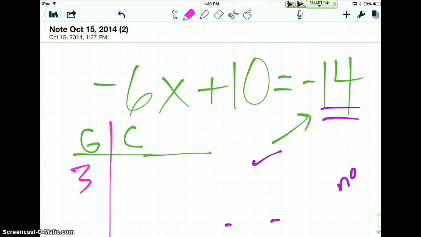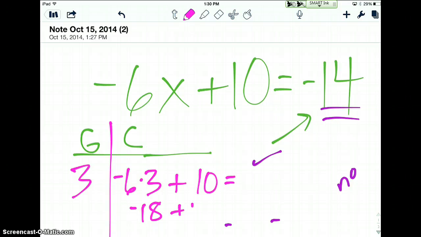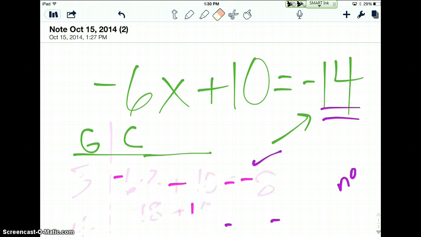But let's try 3. Negative 6 times 3 plus 10. What is that going to equal? This is going to be negative 18 plus 10. That was negative 8. Oh, I'm getting really close. I'm going to go 4. I'm getting excited because I might have this thing figured out. Okay, I'm going to go 4 on it now.